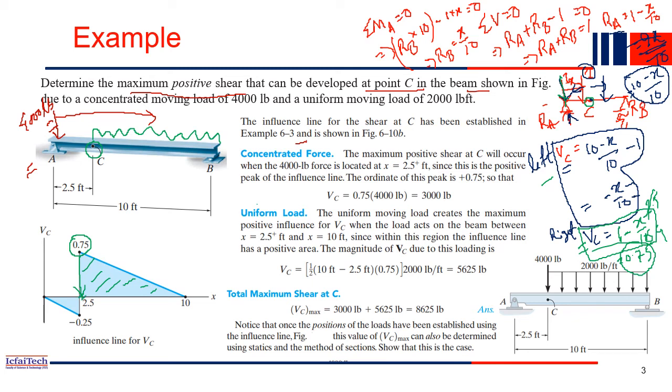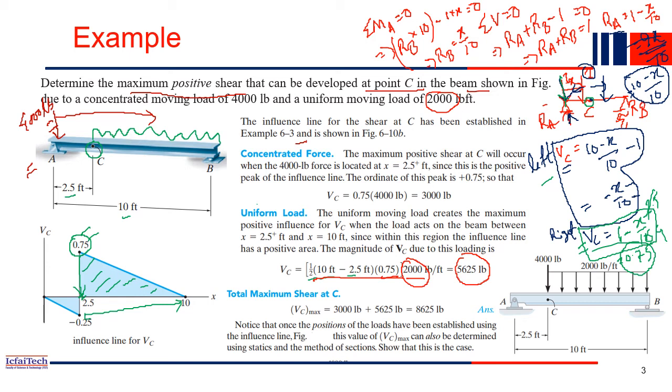So what is the area? This is a triangle, right? So it will be half into base into height. Half into base: what is this length? It will be 10 minus 2.5, that is 7.5, into a height. Height is 0.75. This is the entire area, multiplied by W naught. W naught here is given as 2000. Just multiply it, and you will get VC, the maximum shear force because of the UDL.